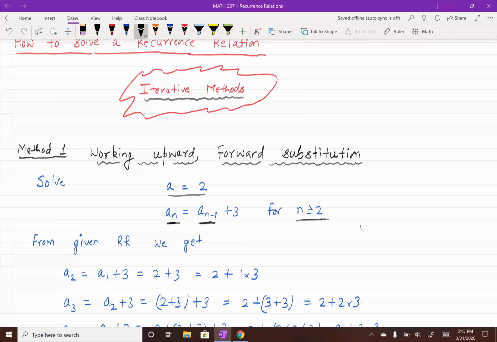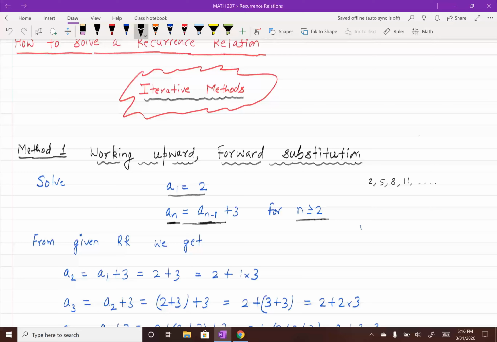Okay, so we have seen this example that through this initial term and this recurrence relation, you can generate a sequence where the first term is 2, and then you're going to have 5, then 8, then 11, and so on. Now the question is, can you find an explicit formula to define the nth term of that sequence? That means, can you find the solution of this recurrence relation, or the closed formula to generate that sequence?